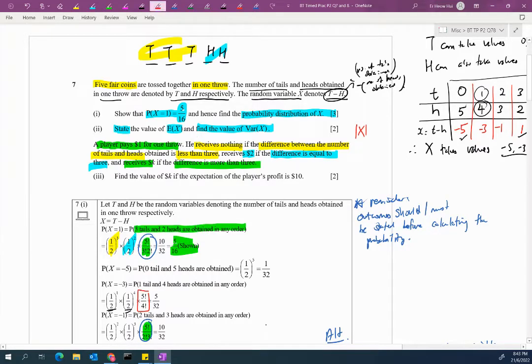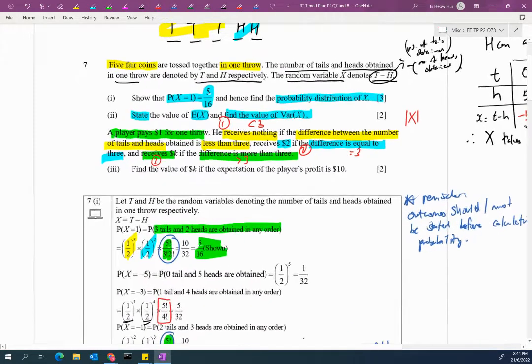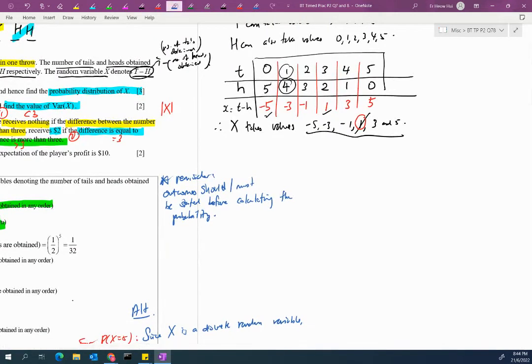You also notice there are 3 conditions here. Receives nothing if the difference between the number of heads and tails is less than 3. The second one is $2 if the difference is equal to 3. And the third condition is if it is more than 3. The difference between the heads and tails is basically the modulus of x. Looking at the modulus of x, the values are 5, 3, 1, 1, 3, 5. You can observe that there is a pairing of 5, a pairing of 3, and a pairing of 1s.